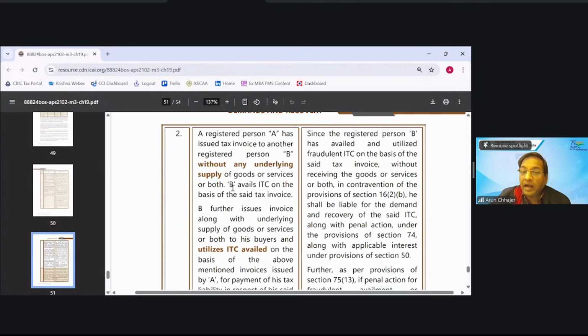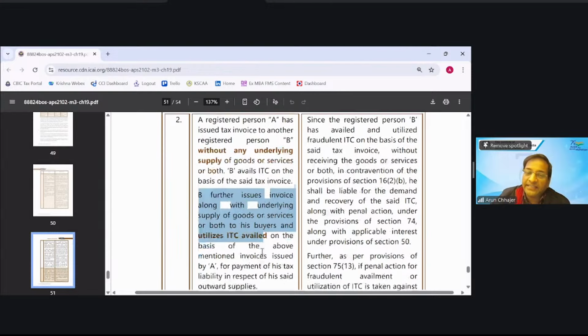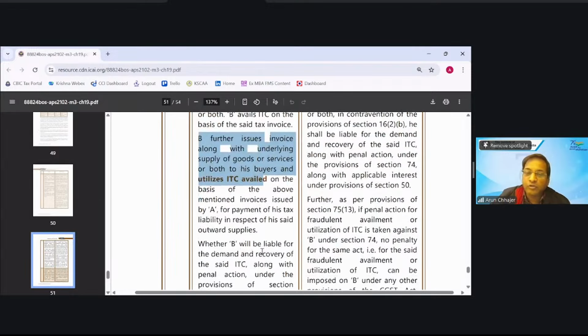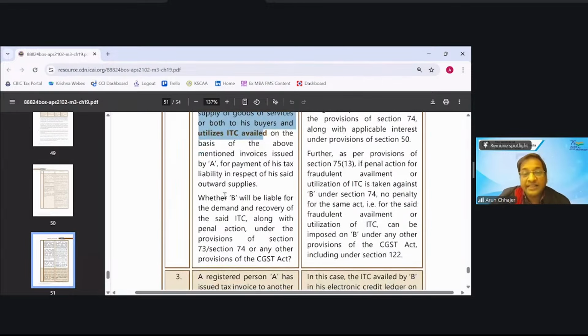A registered person has issued tax invoice to another registered person B without any underlying supply. B avails ITC on the same on the basis of tax invoice. ठीक है. अब B ने जो ITC अवेल किया, उसके बाद उसने क्या किया, फर्दर इश्यू किया इनवॉइस, और उसने वो आईटीसी जो अवेल की थी ना, उसने उसको यूज कर लिया फॉर द पेमेंट ऑफ द टैक्स. क्या बी विल बी लाइबल फॉर द डिमांड एंड रिकवरी ऑफ द सेड आईटीसी along with the penal action under the provision of 73, 74?